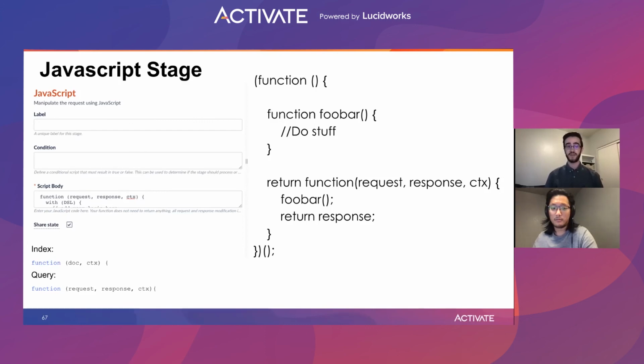On the query side of things, we will have a request object and a response object, as well as that context object. And the biggest thing to note here is on the right, a nice little formatting trick for interacting with these JavaScript stages: nesting this function that returns the main function will allow us to write code that feels a little bit more comfortable. So we can have additional functions defined, such as foobar in this case, which you can then see is being used within the main function before returning the response again.